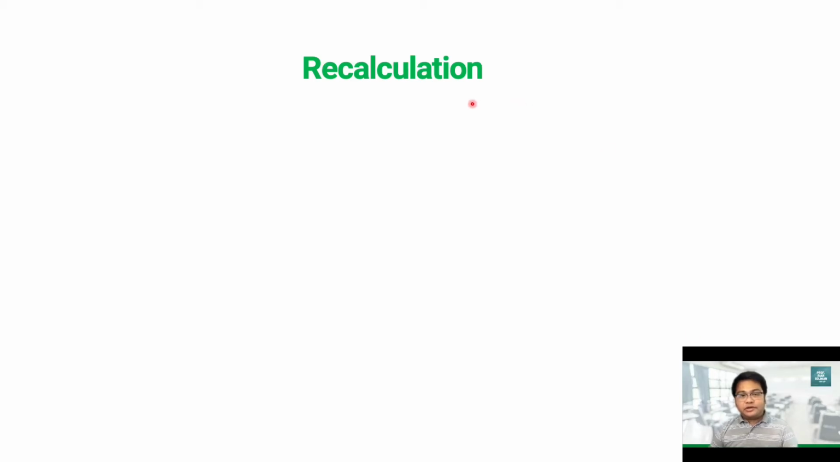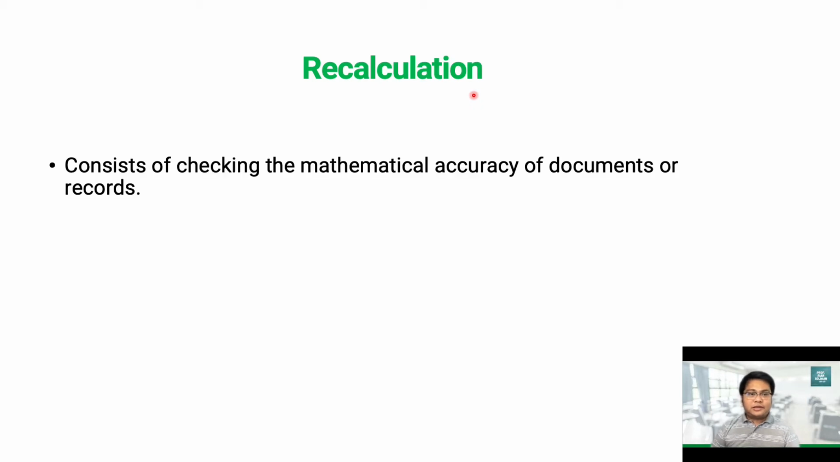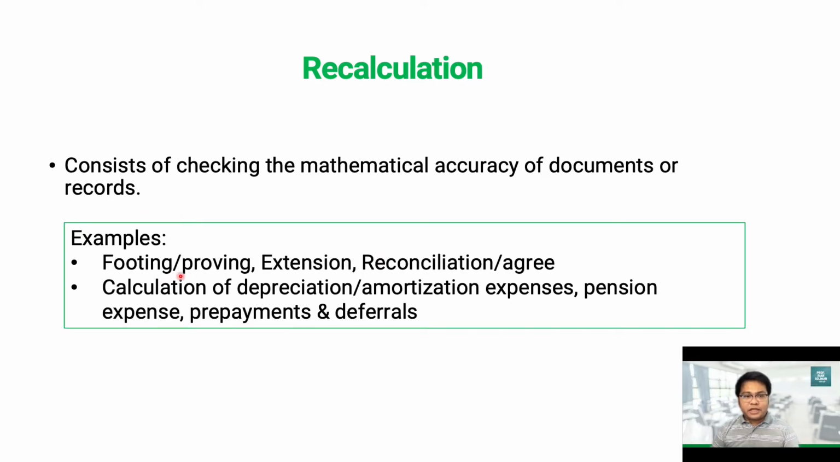So another audit procedure, we have recalculation. Recalculation consists of checking mathematical accuracy of documents or records. For example, footing, or proving, meaning you are checking the mathematical accuracy of a schedule. That's what we mean by footing. So footing, you are checking the mathematical accuracy of summation of certain items.